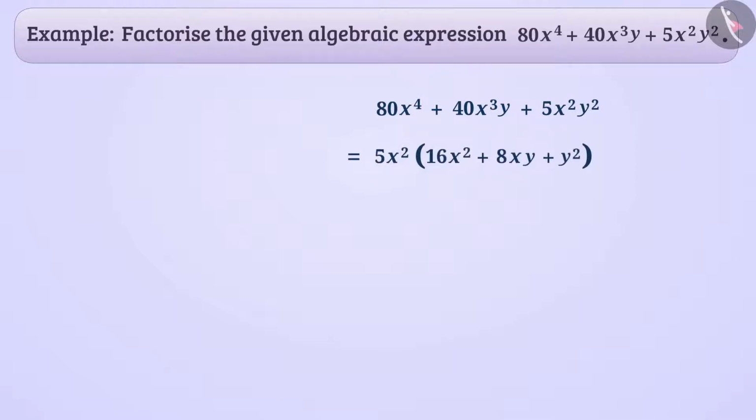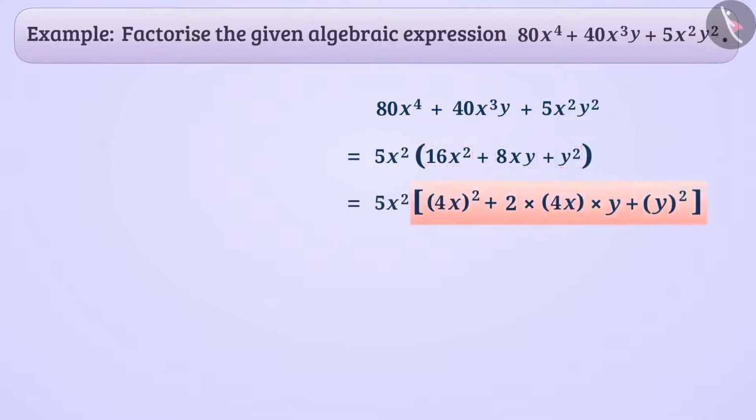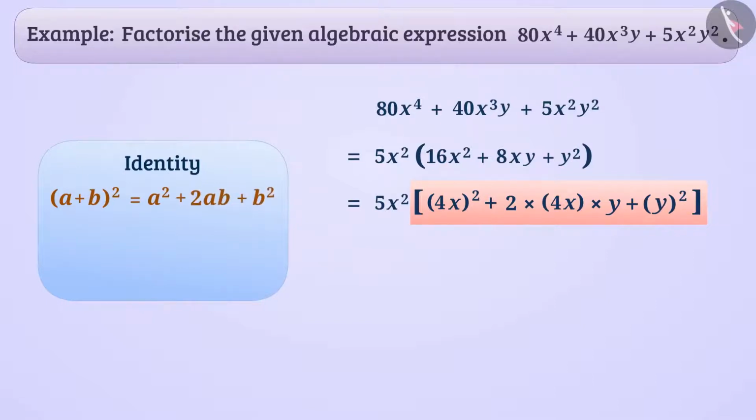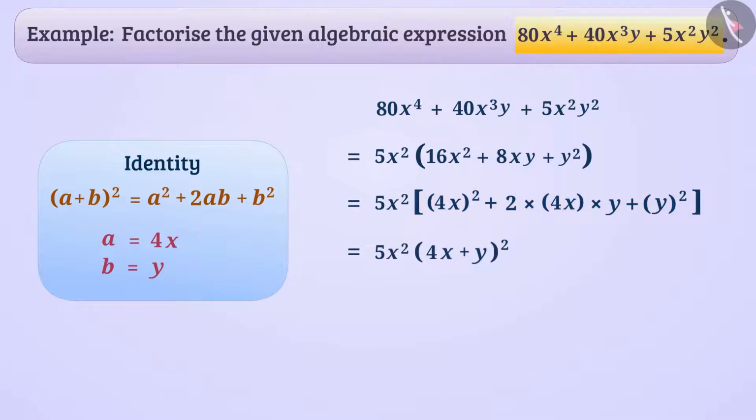Now, we can write the terms present inside the bracket like this. The arrangement inside the bracket corresponds to the right side of (a plus b) whole square is equal to a square plus 2ab plus b square. So, by taking a is equal to 4x and b is equal to y, we can write the terms inside the bracket as (4x plus y) whole square. In this way, the factorization of the given expression is 5x square into bracket (4x plus y) whole square.